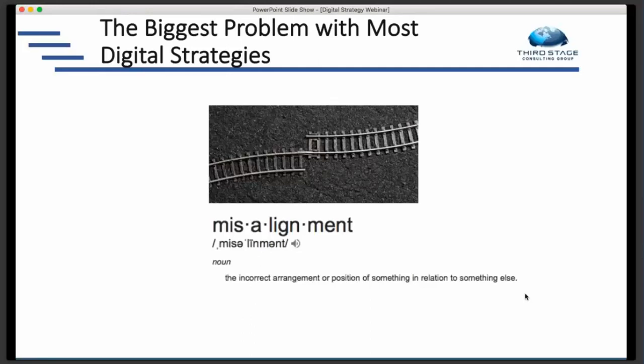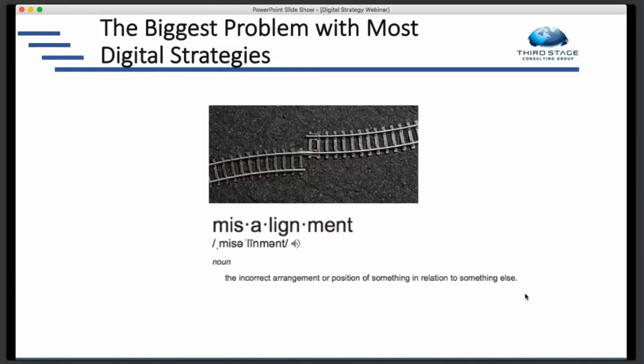So the first component of misalignment is the misalignment between the project and the bigger picture strategy of the organization. The other component of misalignment is just within the project itself and how it's executed, making decisions that are misaligned and not in sync with what the overall expectations for the project itself are.